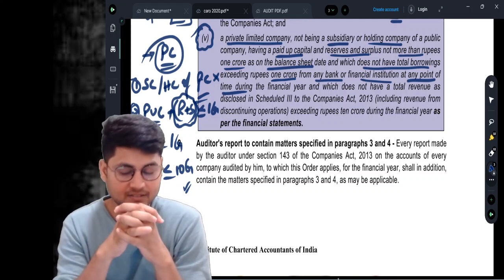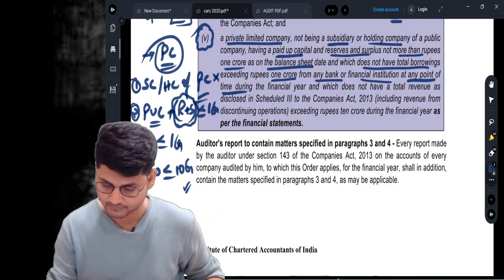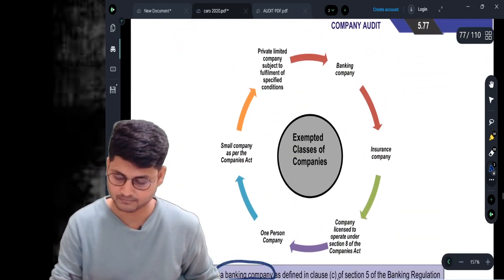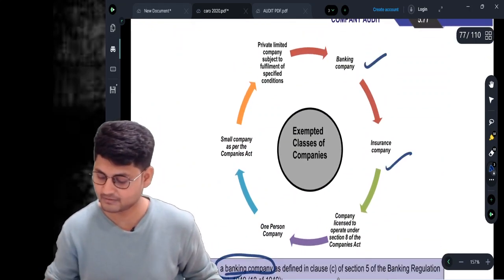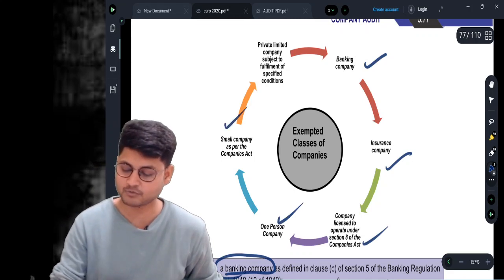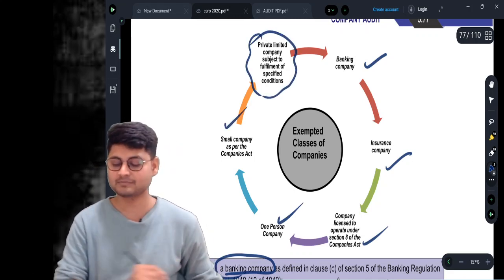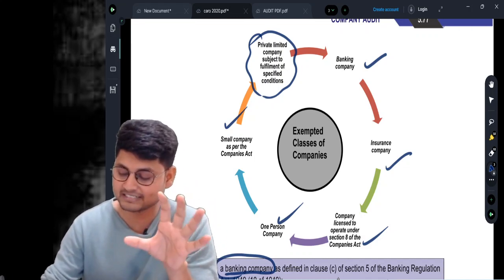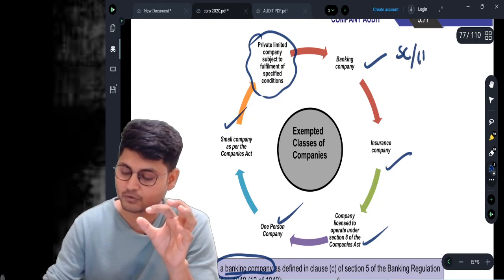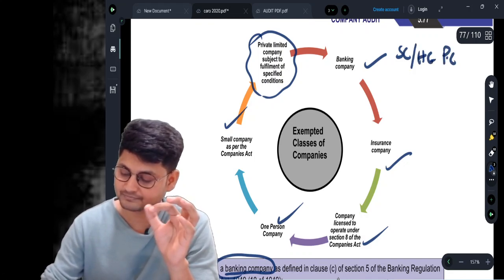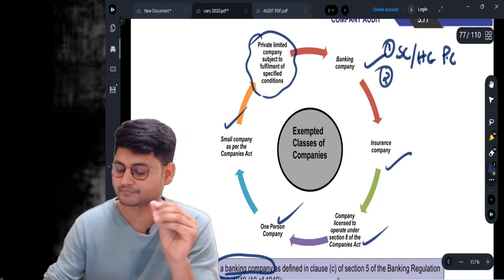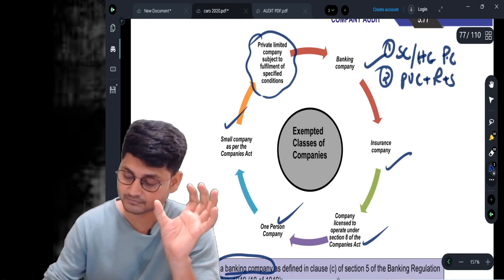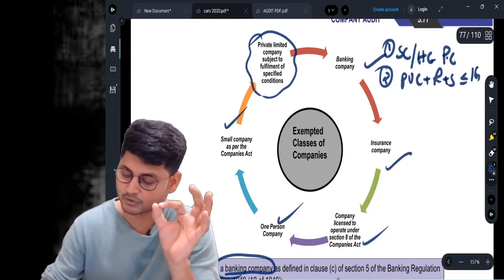This is the first paragraph. See, what is there here? Banking company, insurance company, Section 8 company, 1-person company, small company, and private limited company, subject to fulfillment of the following conditions. What are the following conditions? First point, the private company shall not be the subsidiary or holding company of a public company. This is point number 1. What is point number 2? It is PUC plus reserves and surplus shall be less than or equal to 1 crore.